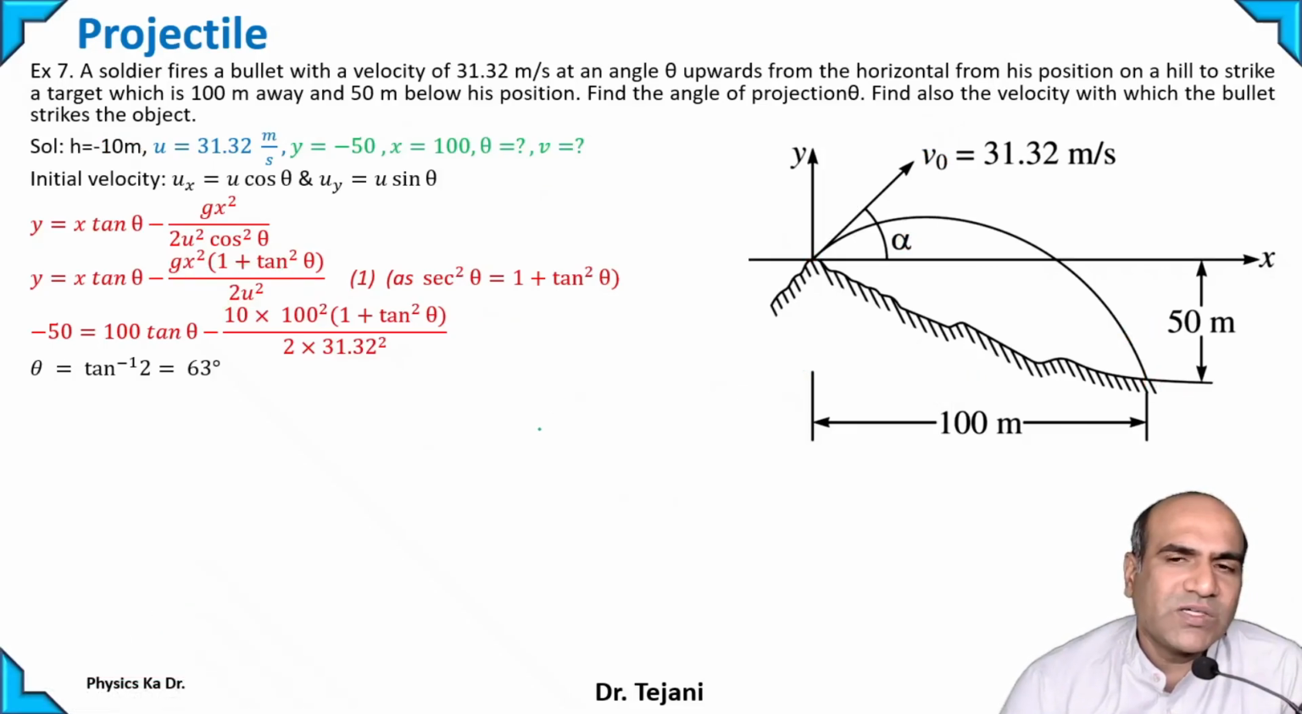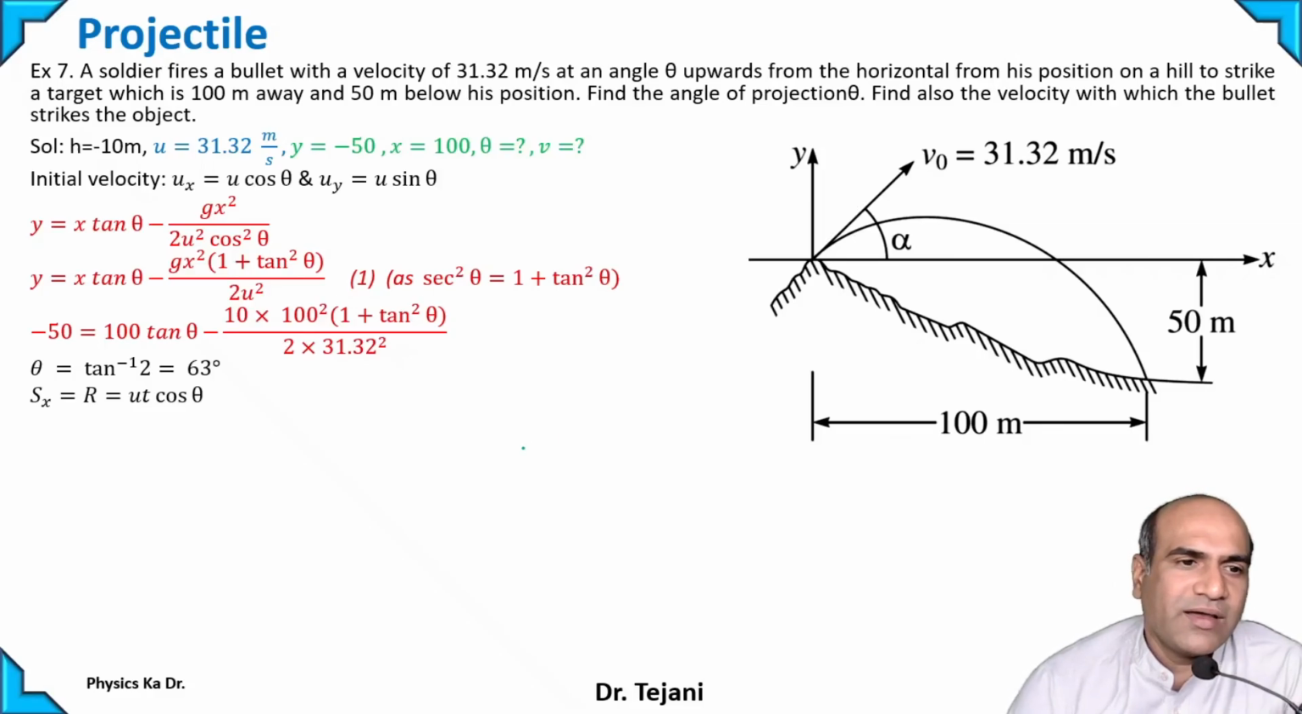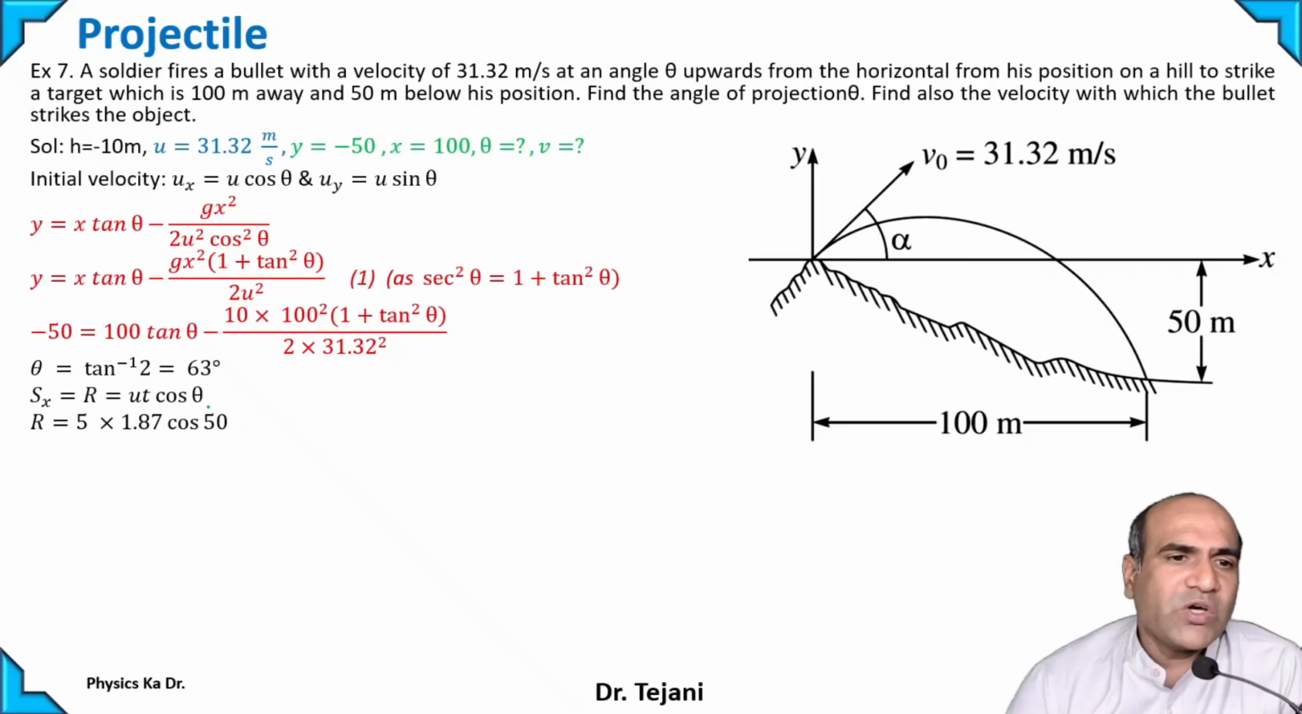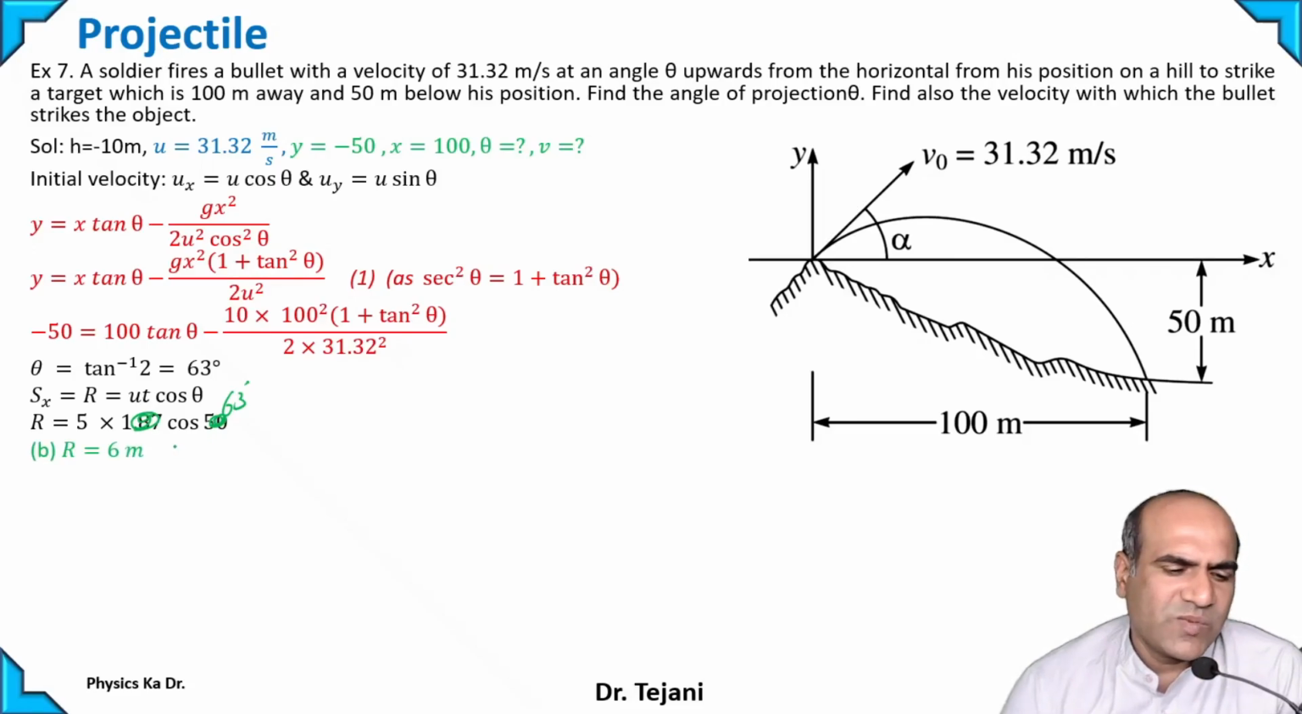Now we got theta, and we need to find the velocity as well, right? So we can have S is equal to R, u t cos theta. Put the value of theta here, 63 degrees, and u, the initial velocity, you need to find. Put the value 31.32 and comment your answer, whether it is R equal to 6 meters or not. I made some mistake here, and always consider that a teacher can make a mistake, right? Everyone can make a mistake.